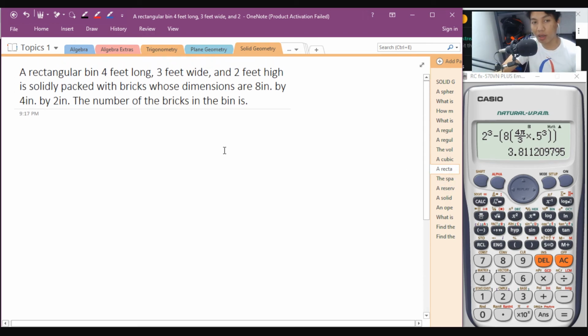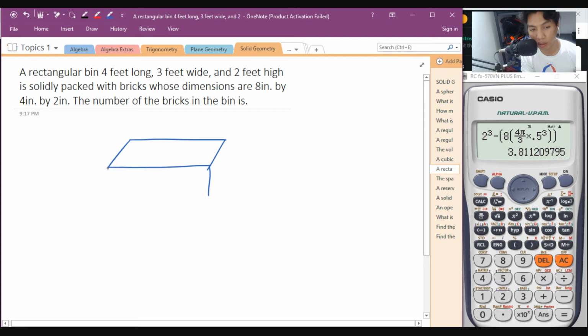A rectangular bin, 4 feet long, 3 feet wide, and 2 feet high, is solidly packed with bricks whose dimensions are 8 inch, meaning it occupies that volume, by 4 inch by the number of bricks. How many bricks are needed to pack into your rectangular bin? So you have a rectangular bin here.